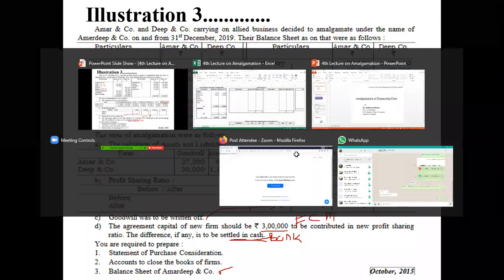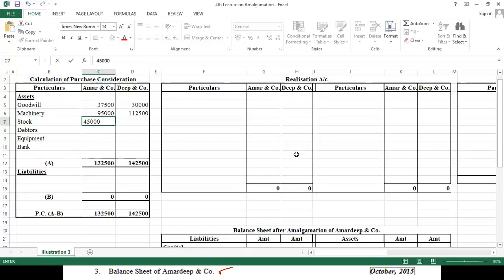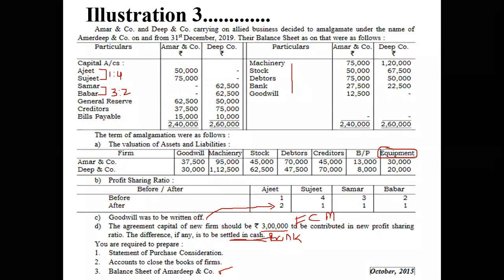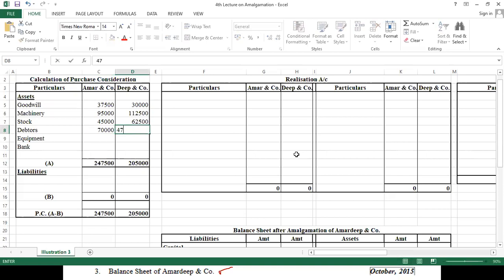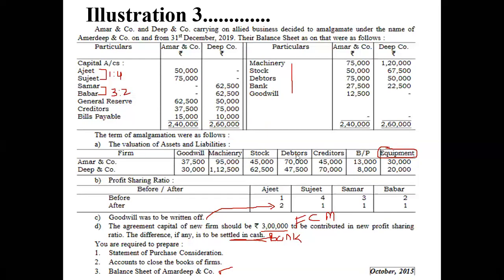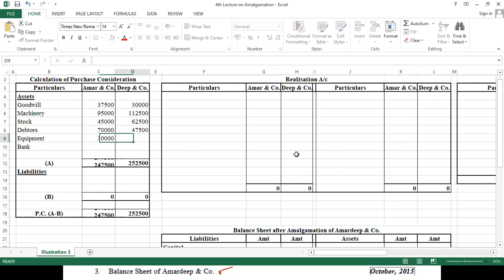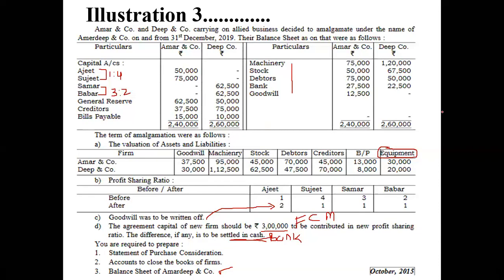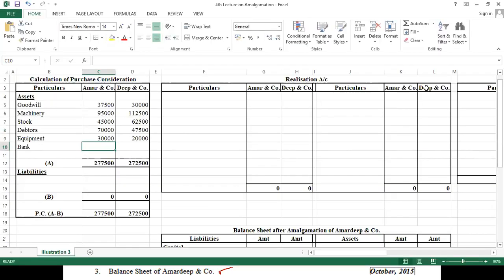Stock we have 45,000 and 62,500. Then we have debtors with us. Debtor is 70,000 and 47,500. Then we have equipment. Equipment is 30,000 and 20,000. And coming to bank balance, for that we have to refer to the balance sheet. 27,500 and 22,500.